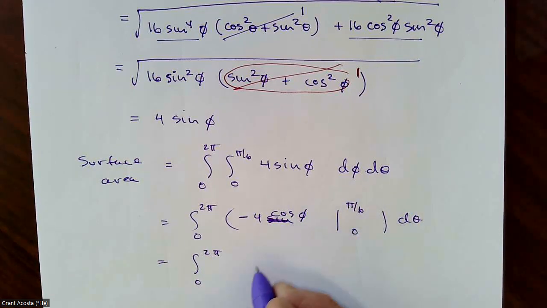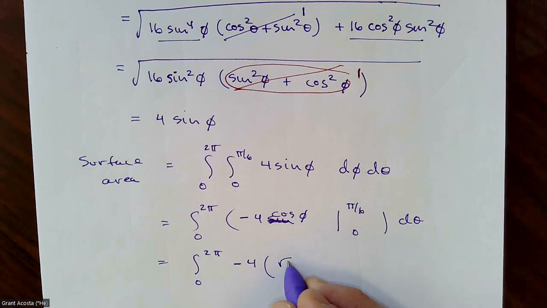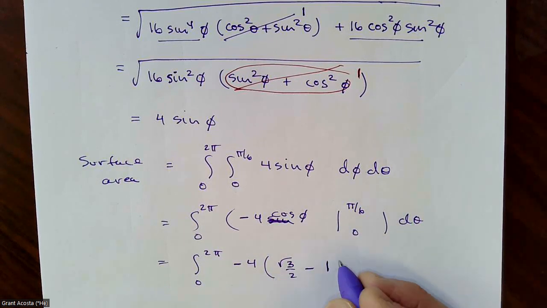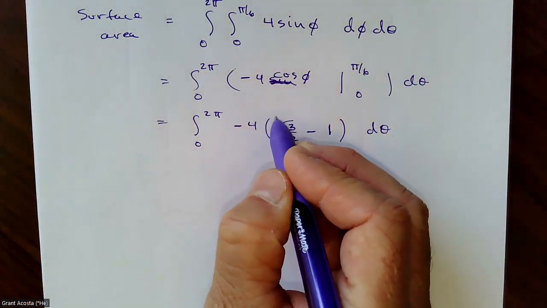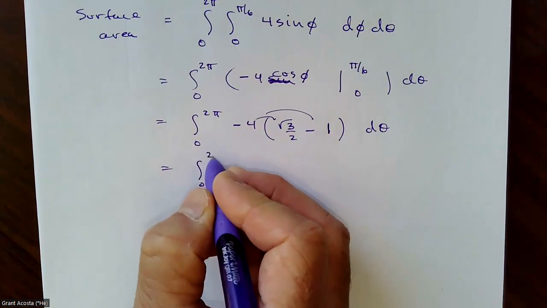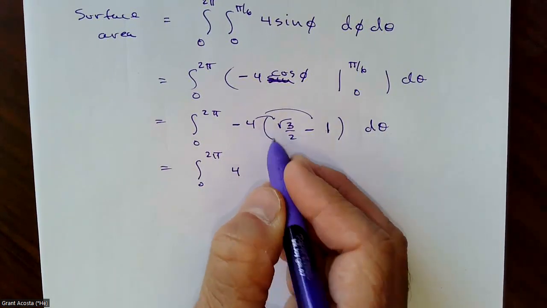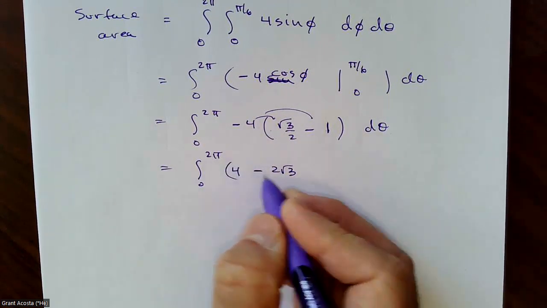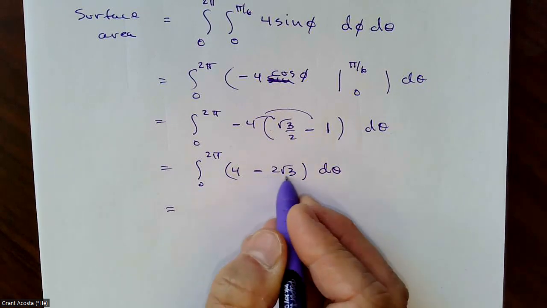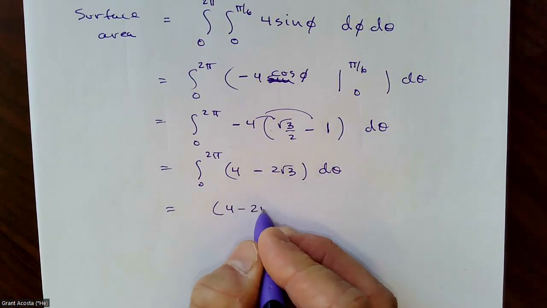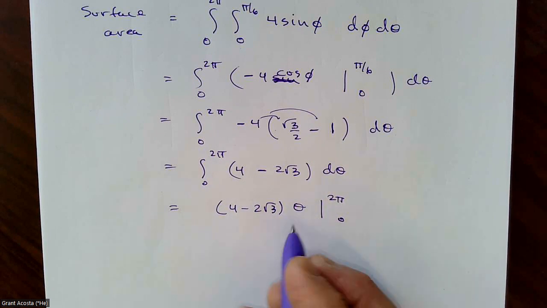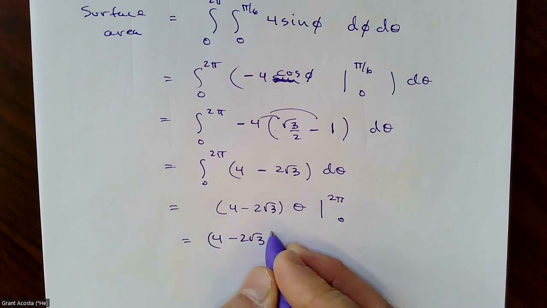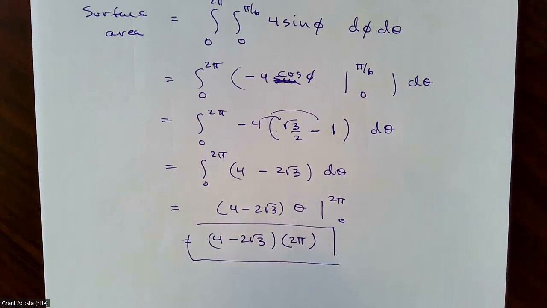Cosine of pi over 6 is √3 over 2, so we're going to get -4. Might as well pull that out, and I'll get √3 over 2 minus the cosine of 0, which is 1. Let's distribute it and write it the other way. -4 times -1 is 4, and then this will be minus 2 √3. So integrating, that's just a constant with respect to theta. 4 minus 2 √3 times theta from 0 to 2 pi. That's going to be 2 pi minus 0, so it'll just be this times 2 pi. That's the surface area.